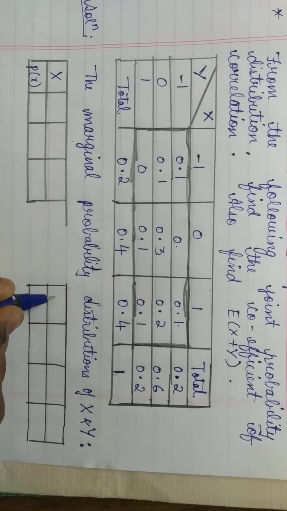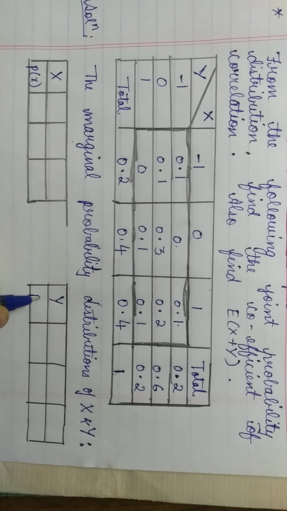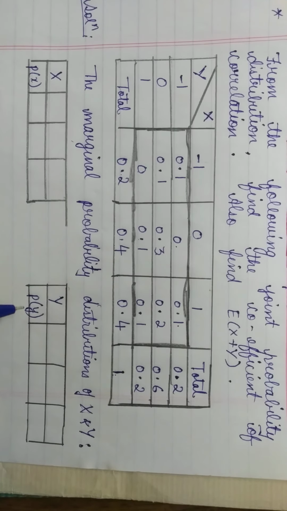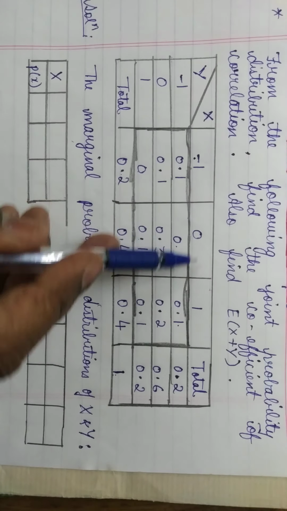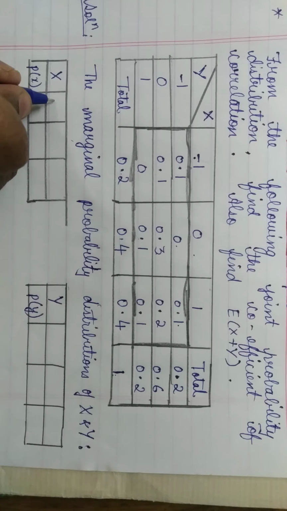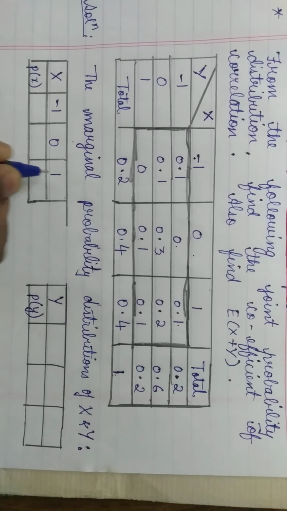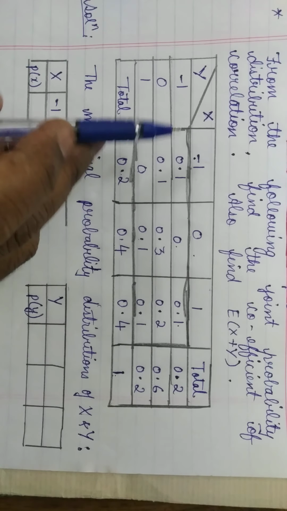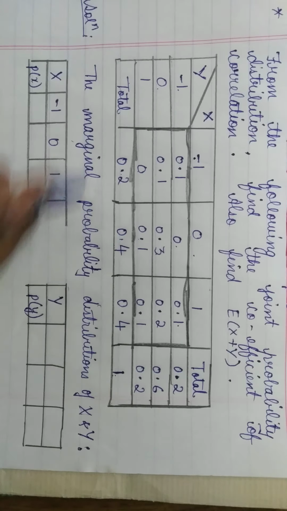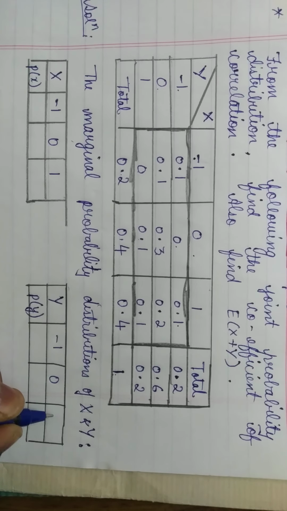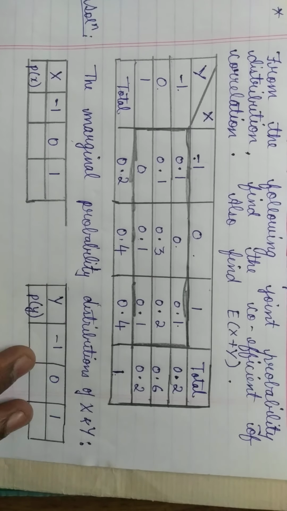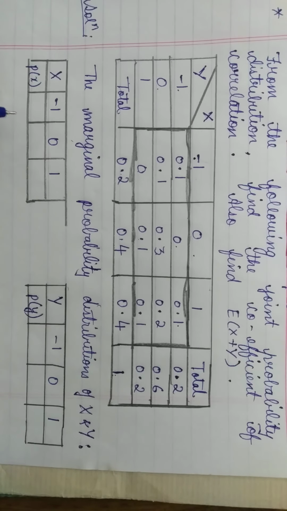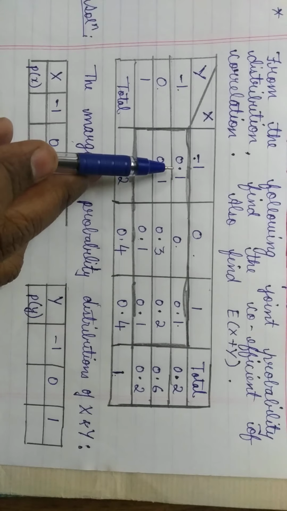We have done this kind of problem. And Y, p(y), similar to this. So what are the values of x? -1, 0 and 1. What are the values of y? -1, 0 and 1. Here in this case both sets of values are the same. Sometimes you may get different values also. Luckily they are the same here.